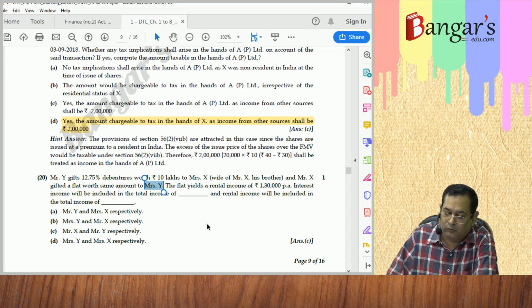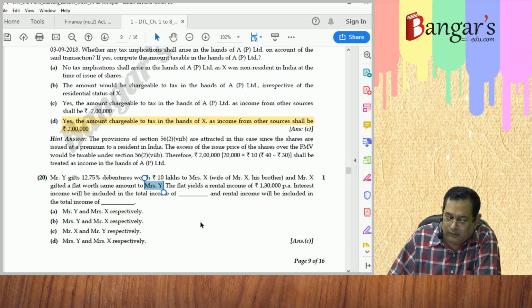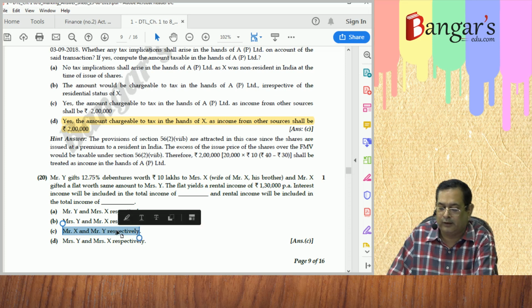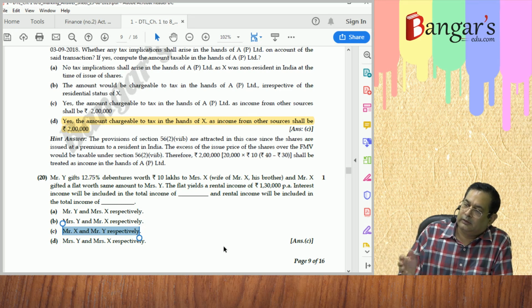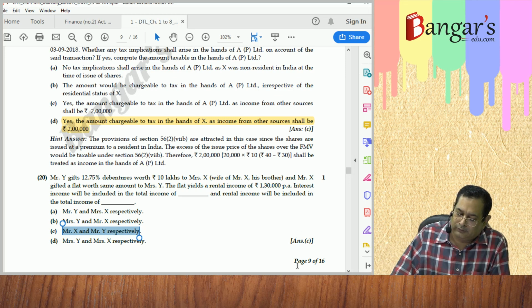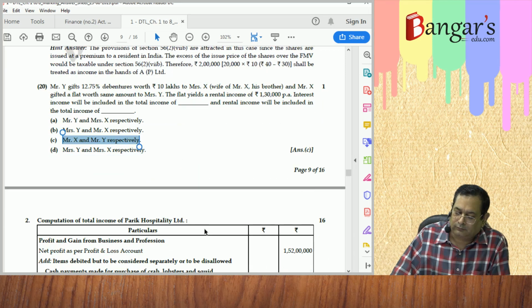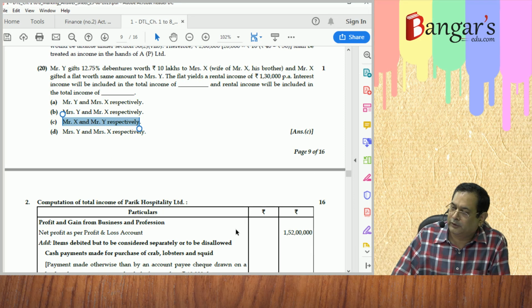X. So here they are saying interest income will be clubbed in hands of Mr. X, and the rental income will be clubbed in hands of Mr. Y. In case of cross transfers, whatever income that arises to the spouse is clubbed in the hands of that individual. Our own spouse we have to see, not other spouse. So income which accrues to the spouse is to be clubbed.